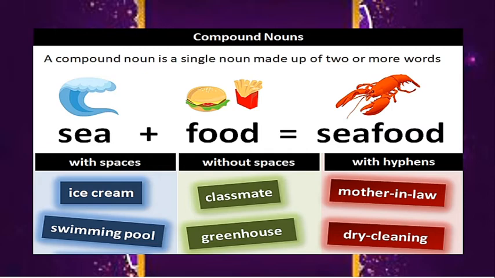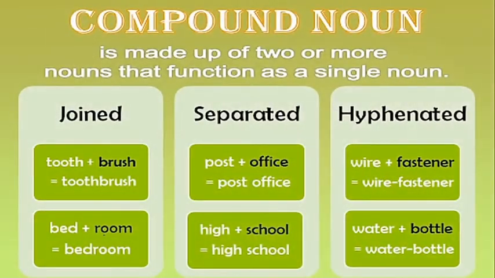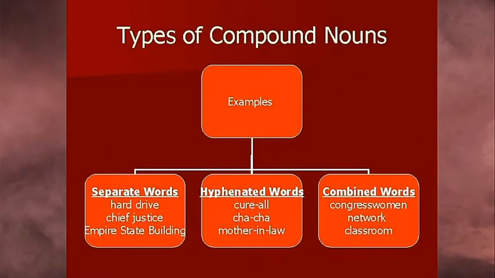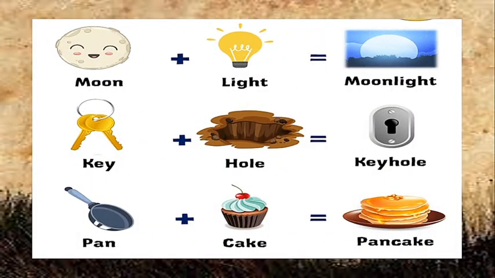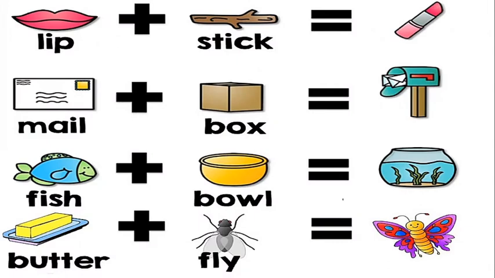If you look at the examples on your screen, you'll discover that there are three types of compound nouns. Those that are written with spaces, that means not hyphenated and having space. Those written without space, that means written as a single word. And those written with hyphens, that means those that are hyphenated. So essentially, compound nouns can be joined, separated, or hyphenated. These are more examples of compound nouns that you have on your screen.